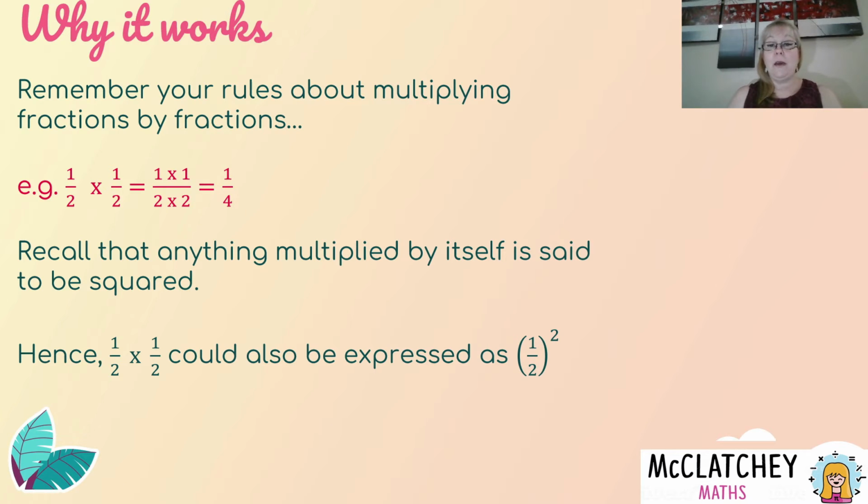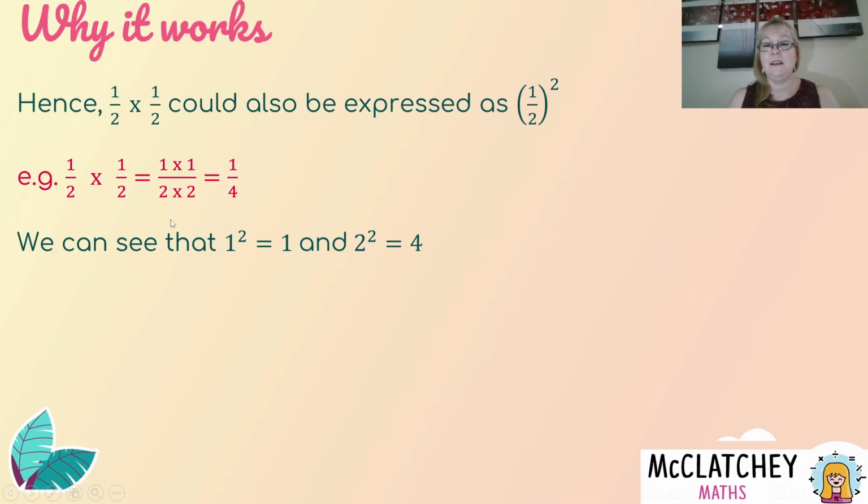Now, remember our rule says that everything inside the brackets gets the power. 1 gets squared, 2 gets squared. I think you see where I'm going with this. Up here, we're multiplying 1 by itself and 2 by itself here. So 1 squared is 1, 2 squared is 4. So the rule works.